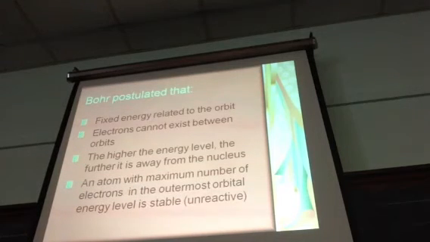And that an atom with the maximum number of electrons in the outermost orbital energy level is stable or unreactive. And we know that now is which group on the periodic table? Noble gases. The noble gases have full energy levels, thus they are stable. And everybody wants to try and be like the noble gases. So his model helped us predict a lot of things.